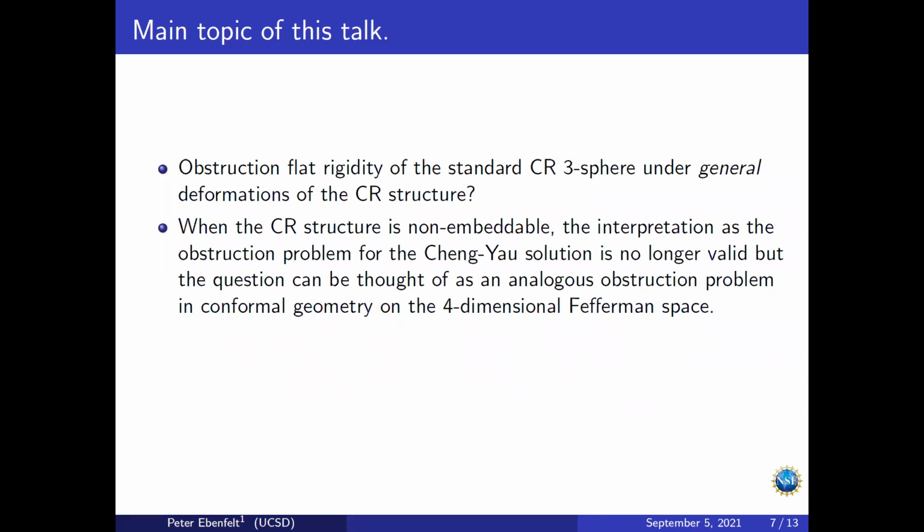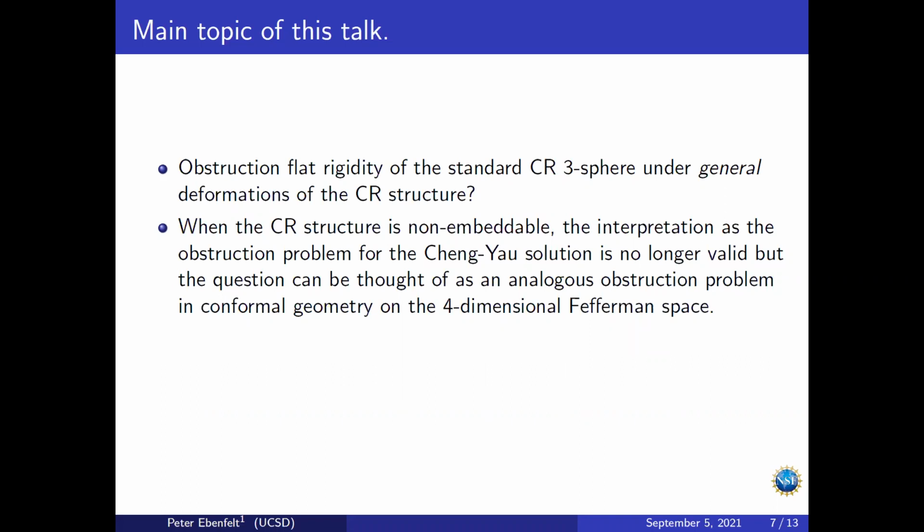So I'll come back to that. I'll answer that question. But before answering that question, I should maybe try to motivate a little bit why one would, well, first of all, if it's not embeddable, then of course the whole connection to the obstruction of the Chen-Yao solution goes away. So of course the problem still makes sense because, as I said, the obstruction function is a CR invariant, so it makes sense on an abstract non-embeddable structure as well.